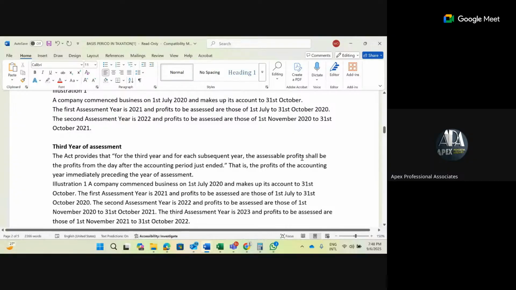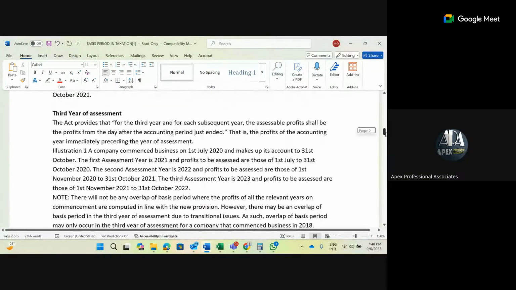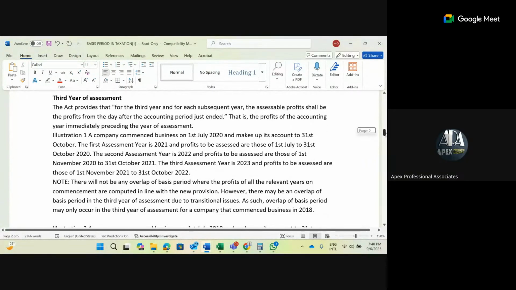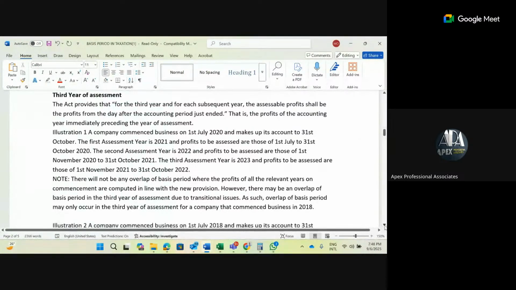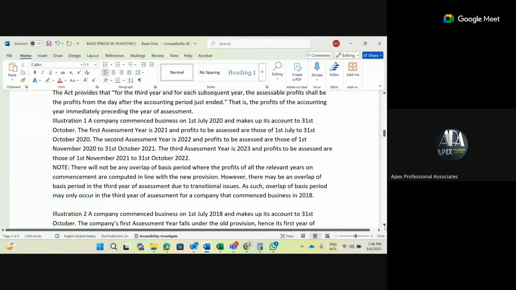So we are done with commencement of business. And I want to read the notes. There will not be an overlap of basis period where the profits of the relevant years of commencement are computed in line with the new provision. There is not going to be overlapping.